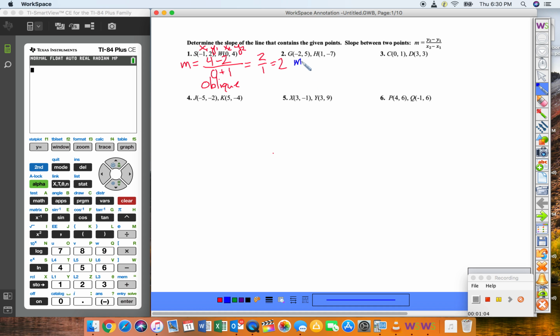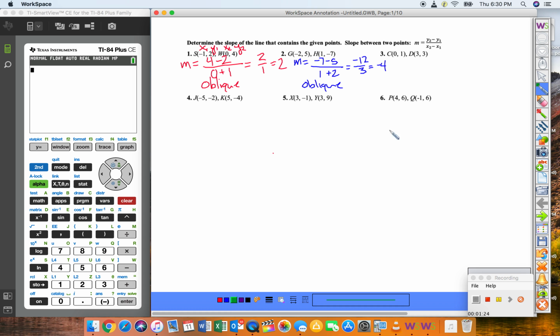So we'll do a little m equals negative 7 minus 5 over 1 minus a minus 2, which is negative 12 over 3, which totally reduces to negative 4. And since we didn't get 0 or undefined, that's an oblique line. So that one is oblique.